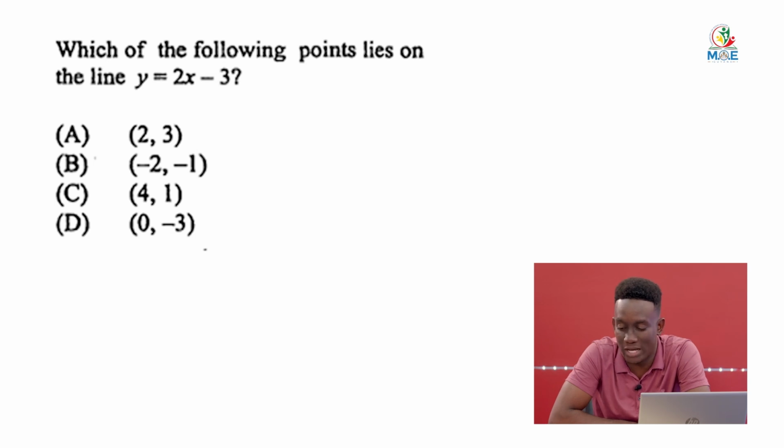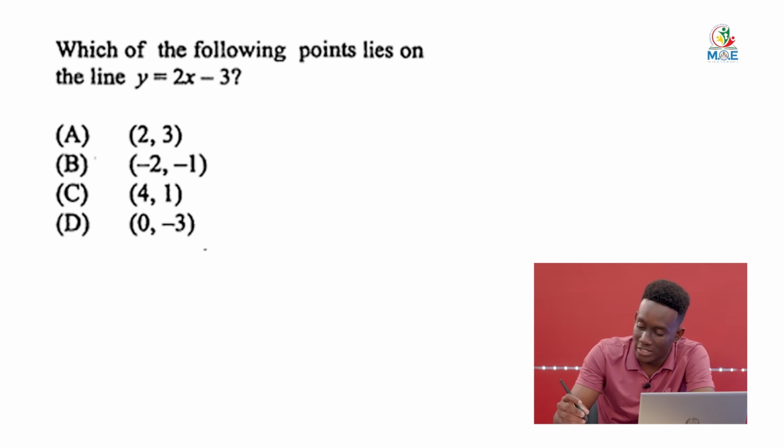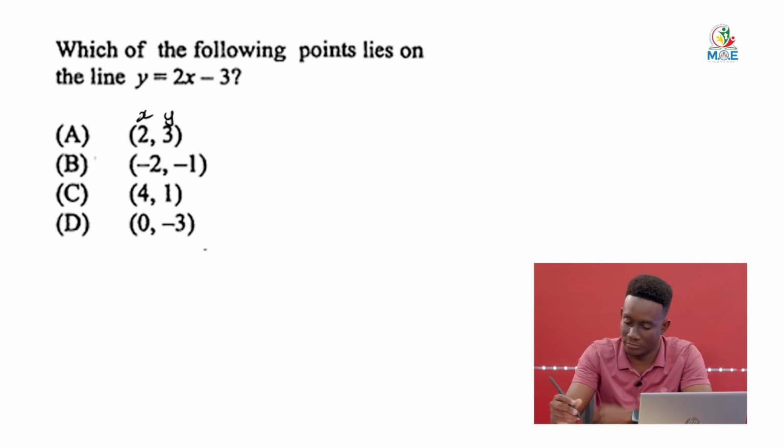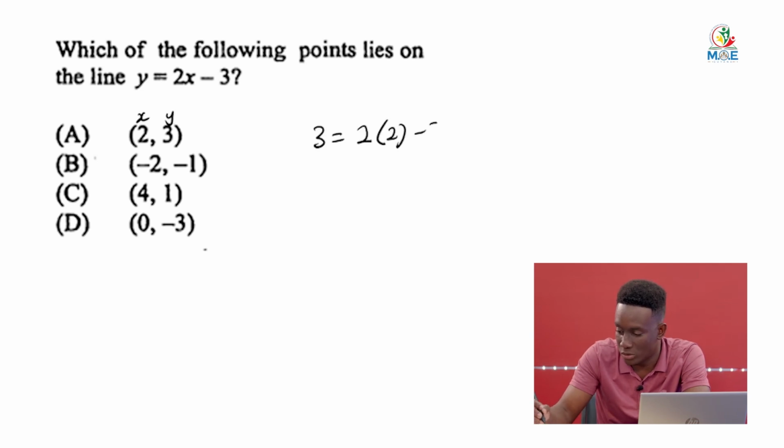So the next question says, which of the following points lie on the line y equals 2x minus 3? So we want to know which one of the points lie on that line. To figure this out, we'll do some substitution. Let's try substituting the first one, (2, 3). This will be x and this will be y because it's a coordinate, it's a point. So instead of y equals 2x minus 3, we'll have 3 equals 2 times 2 minus 3. So 3 is equal to 2 twos are 4, 4 minus 3 is equal to 1. So we know this is not equal. So that is out.